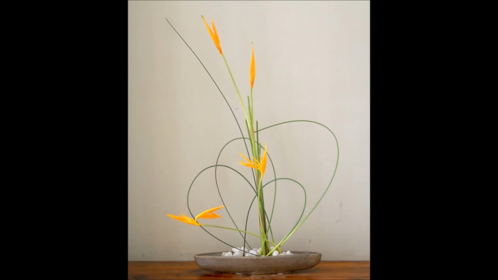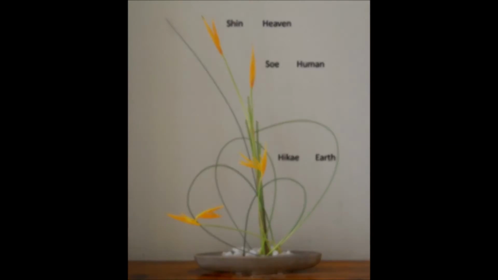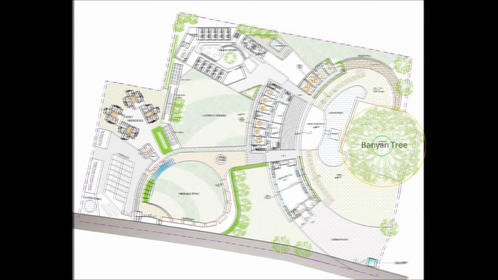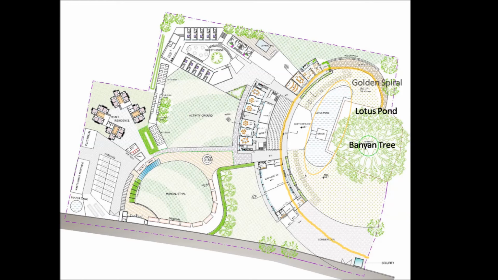Zen aesthetics define 3 main elements of design. In Japanese, they are called Hekai, Soi, Shin, which mean earth, human, and heaven. In our case, these elements help group the various rooms and spaces: earth, human, heaven. Where earth has the power of production, human has the power of thought, and heaven has the power of revolution. The banyan tree, the lotus pond, the golden spiral, chairman's studio, offices and library, multipurpose hall, and the central amphitheatre. These form the main building.